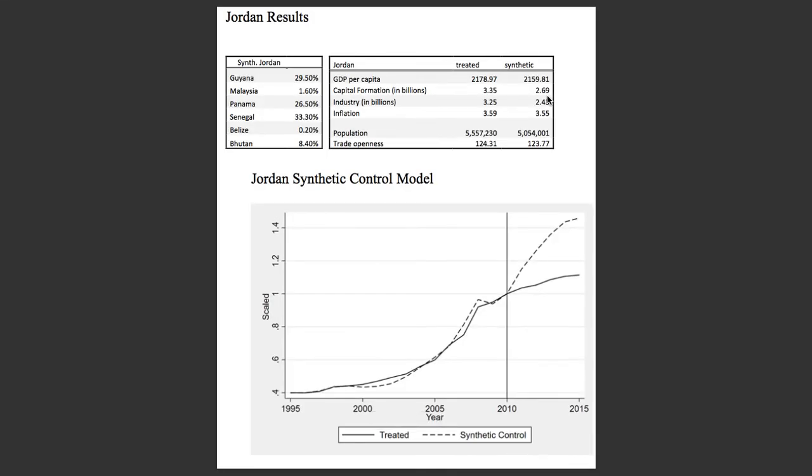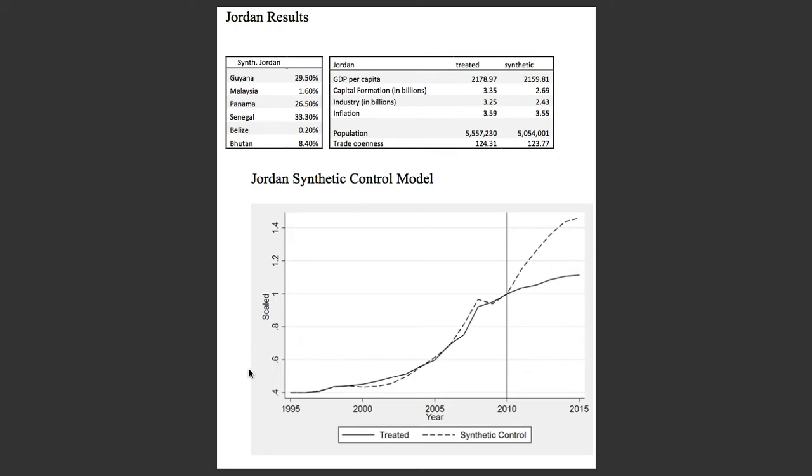And this is what it looks like. So I have a pool of donor countries, and of that pool, the synthetic control model took 29.5% Guyana, a little bit of Malaysia, about a quarter of Panama, a third of Senegal, and a little bit of Belize and Bhutan. And you can see the actual Jordan here, the GDP per capita compared to my synthetic Jordan is pretty close, as well as capital formation, industry share of the economy, inflation, the population of my synthetic and my actual Jordan, as well as the trade openness.